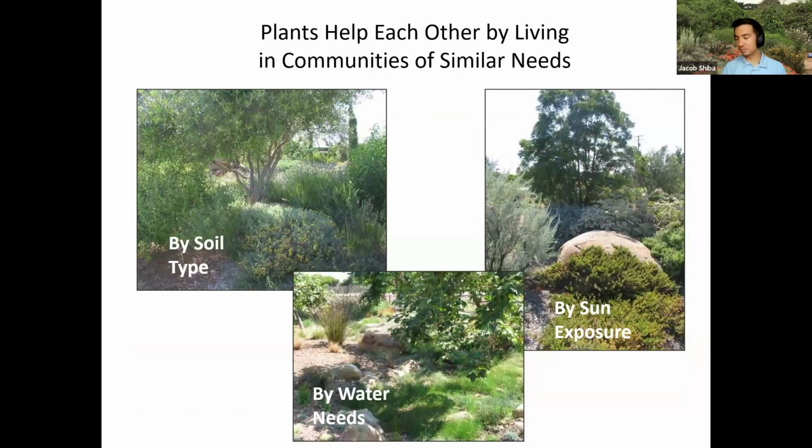By selecting these plants that are climate appropriate, we've checked off the first box. The second box we need to check off, though, is that we want to make sure we're putting these plants in the right place. And so we want to group plants together based on similar soil needs, similar water needs, and similar sun exposure needs. By grouping these plants in communities, we're helping them to thrive. We're going to increase our chances of garden success. So that's what we want to do. We want to group them in communities of similar needs by soil type, water need, and sun exposure.